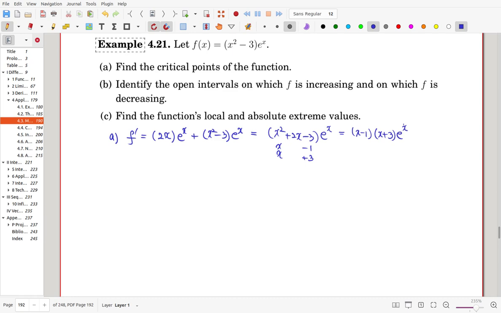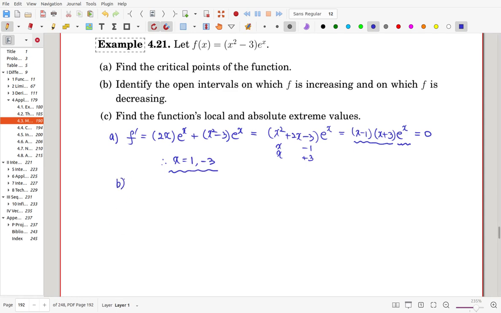Okay. So once we try to find the critical points, we set this term equal to 0. Then, e to the x is always positive, so the only possibilities come from this one, so that now x is 1 and minus 3. There are two critical points. And here we want to identify the open intervals on which f is increasing and decreasing.